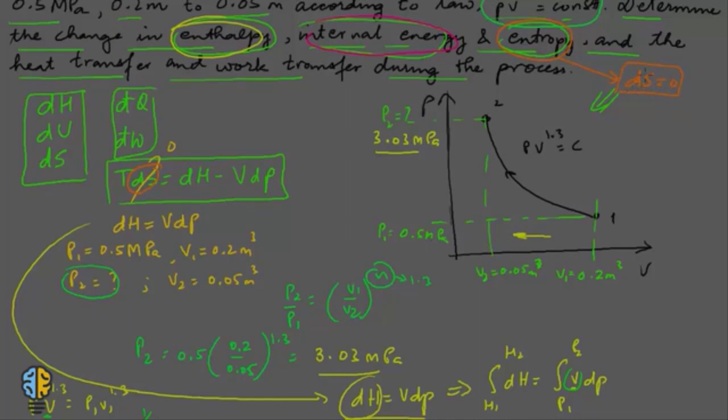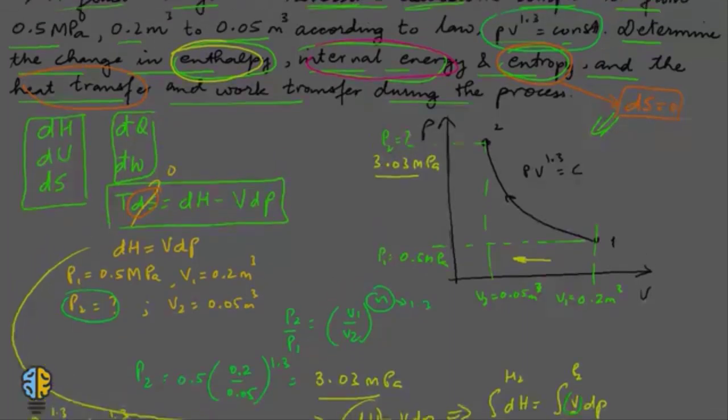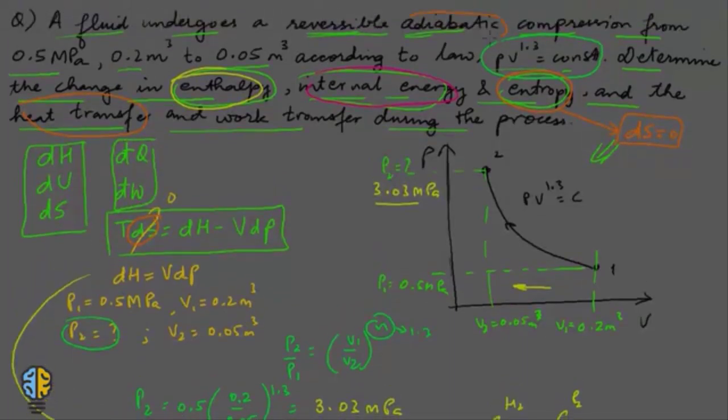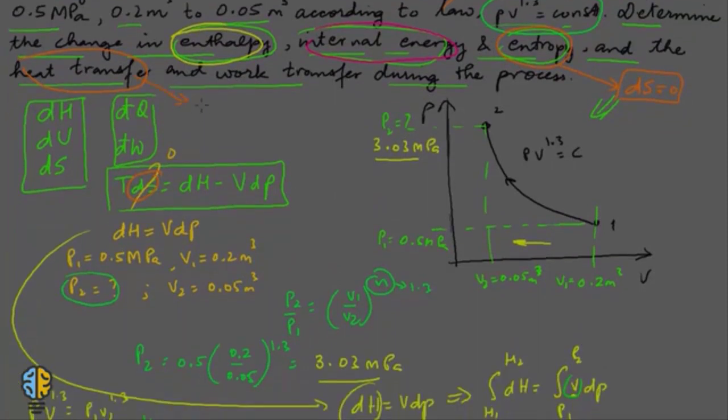Then it asks us the heat transfer. Now it is given to us that it is an adiabatic process. Adiabatic process means Q is equal to 0. So there is no heat transfer as well. So this is again 0 in going from 1 to 2.